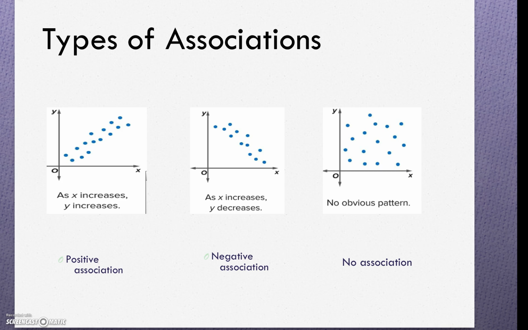There are different types of scatter plots, different types of associations. There's positive, negative, and no association. Positive association is when the x increases as the y increases and it goes upward, and negative association is when the x increases as the y decreases and it goes downwards. No association is when there is no obvious pattern and you don't really know what's going on because everything is just really random and all over the place.